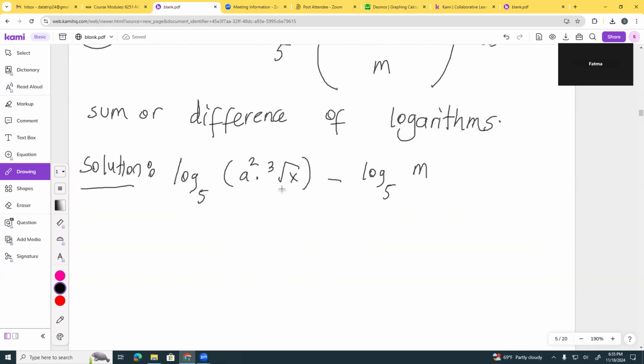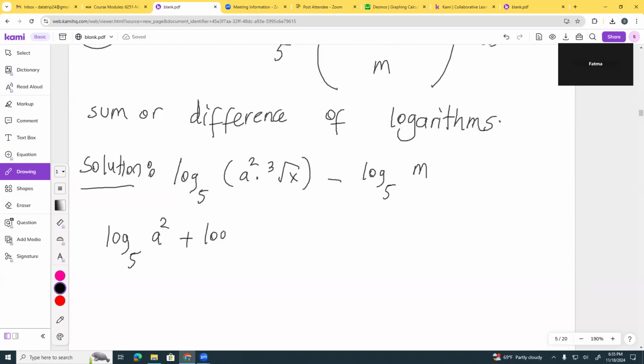What's happening to these two things? We are multiplying them. If you are multiplying two things, how are you going to separate them? With a plus, right? So multiplication means we have to separate them with a plus. So let's separate these two. First one is log base 5, and what's the first thing? A squared. So the multiplication will give me a plus.